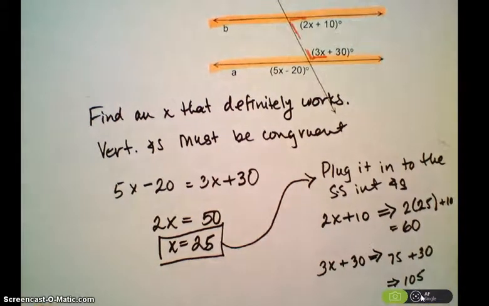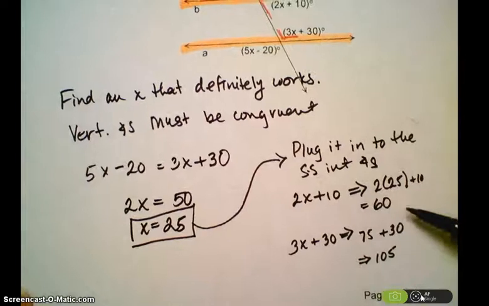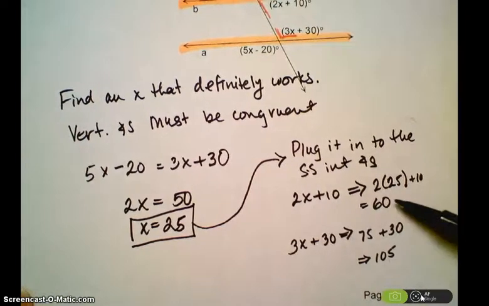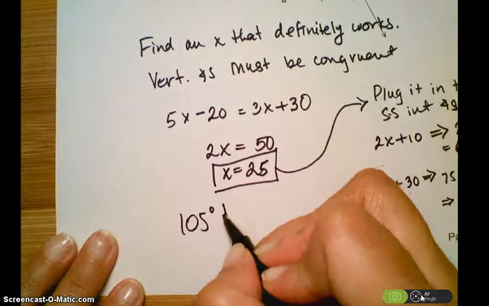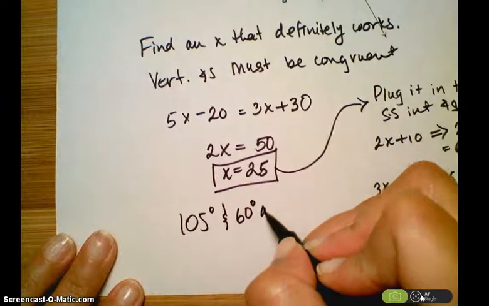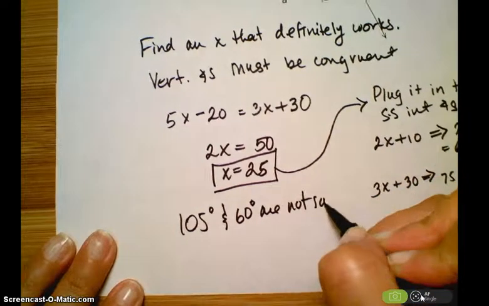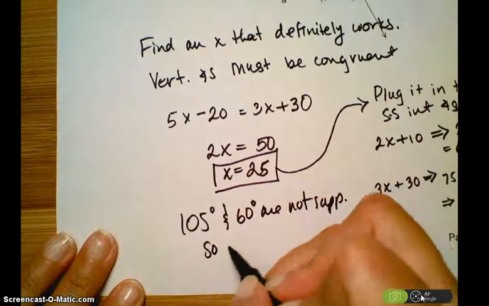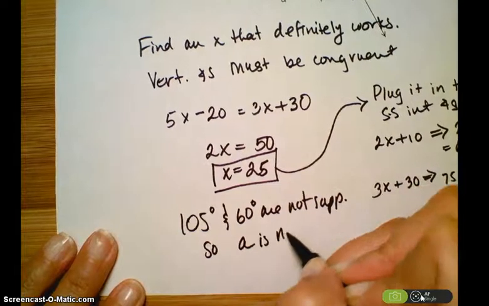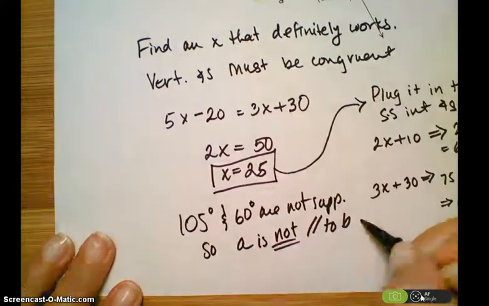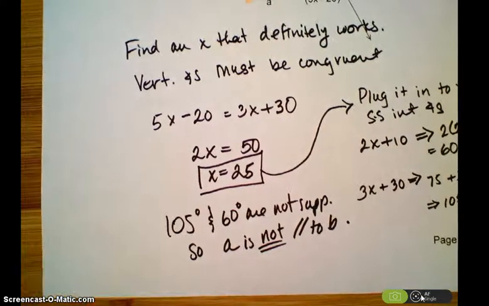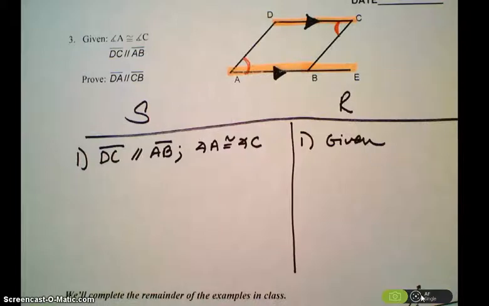105. So are 105 and 60 supplementary to each other? And the answer to that is nope. So they are not supplementary. So A is not parallel to B. And that's the end of that example. Let's move on to the next page.